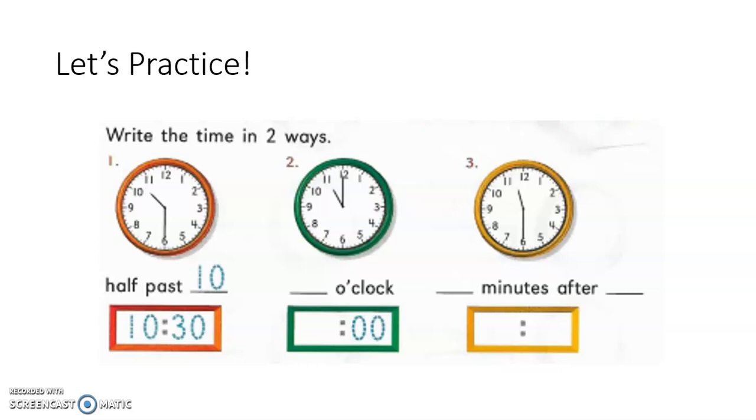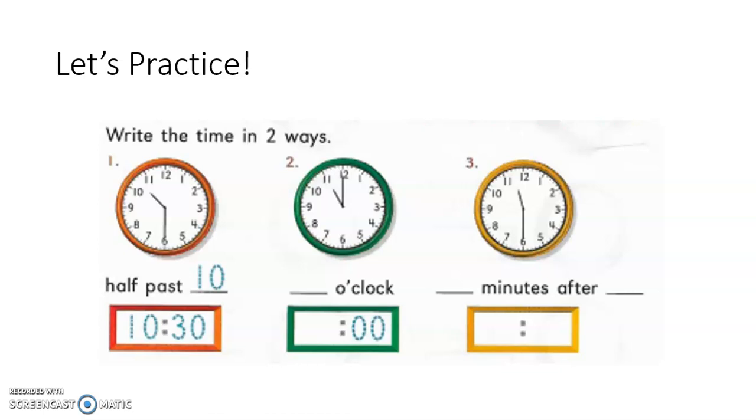Are you ready? Number 1. We have, of course, an analog clock that clearly has 2 hands. And we see that the hour hand is pointed halfway between the 10 and the 11. So it is half past, and we have to figure out our hour. Is it on the 10 or the 11? I want you to look at the clock.